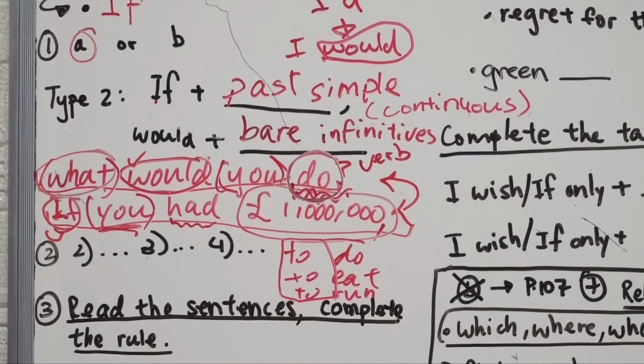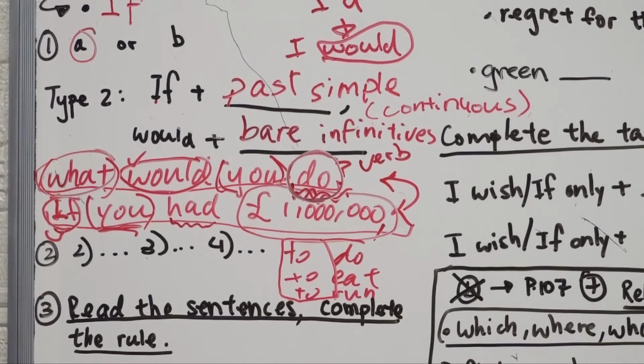If I had £1 million, I would share with others. Okay, very good. So Jenny said, if I won £1 million, I would share. So Jenny says I would, right? After would, we will use bare infinitive. So share stays the same.